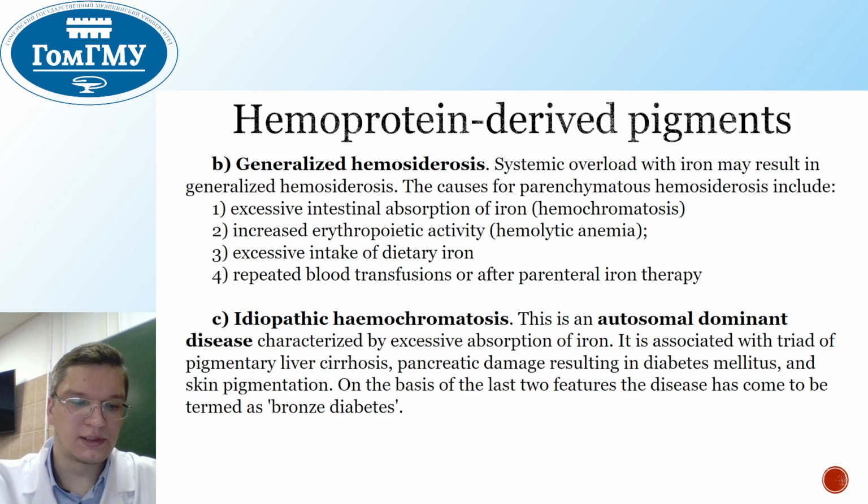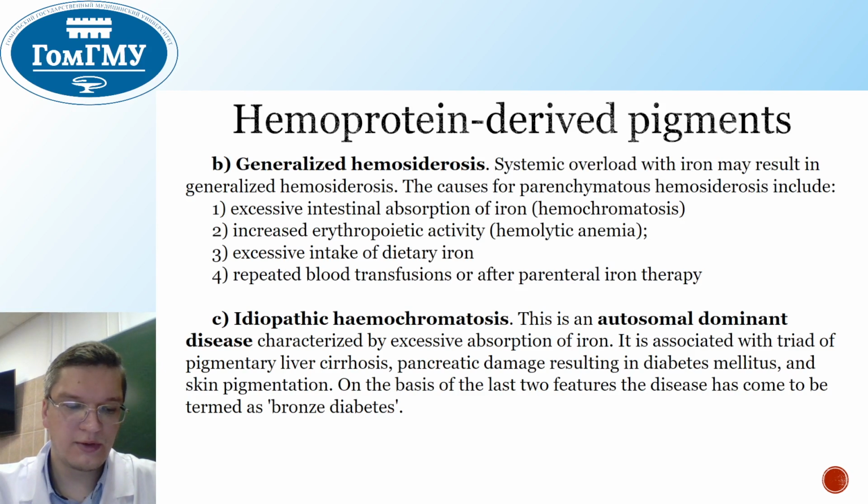Generalized hemosiderosis. The systemic overload with iron may result in generalized hemosiderosis. There can be two types of patterns: parenchymatous deposition of hemosiderin, which occurs in parenchymal cells of liver, pancreas, kidney, and the heart. The causes for parenchymatous hemosiderosis include excessive intestinal absorption of iron, like in hemochromatosis, increased erythropoietic activity, like in hemolytic anemia, and excessive intake of dietary iron.